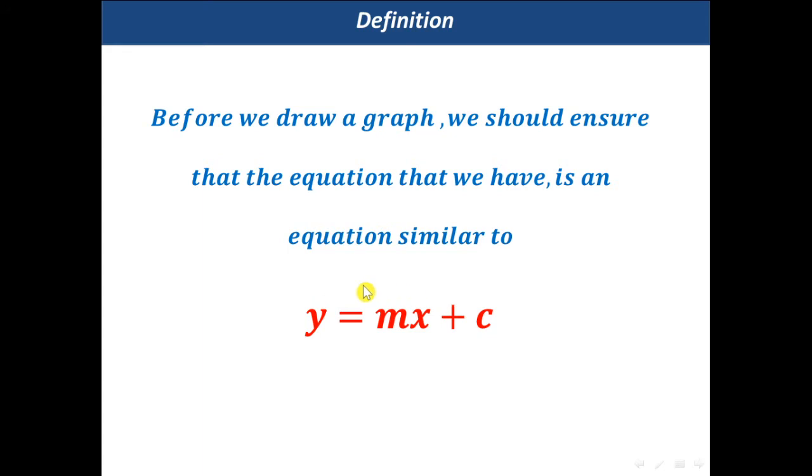Why? Because this one is the general form of this line equation. This is the y coordinate, x coordinate, and this is the slope of the equation, and this C is the intercept of this graph or this line with the y-axis. So try to transform whatever you have from an equation to this form of an equation.